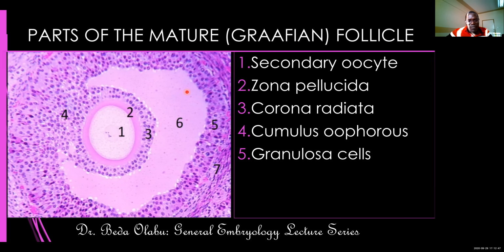All right, I've told you that this is the part that is ovulated. So when this is ovulated, number 4, the cumulus oophorus will cease to exist, but the granulosa cells will definitely remain within the ovary while this one goes away.